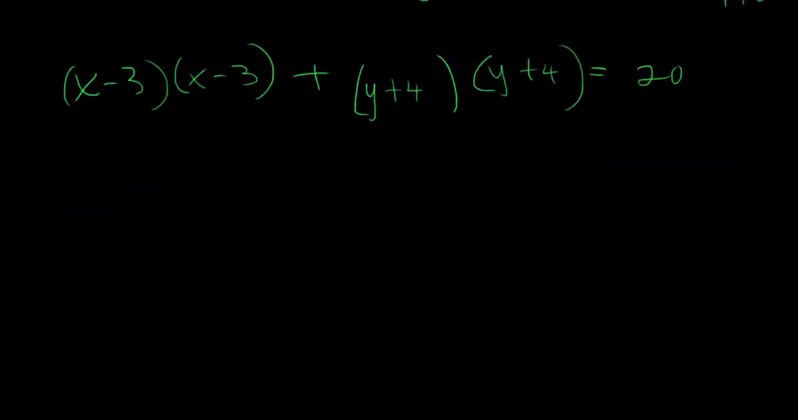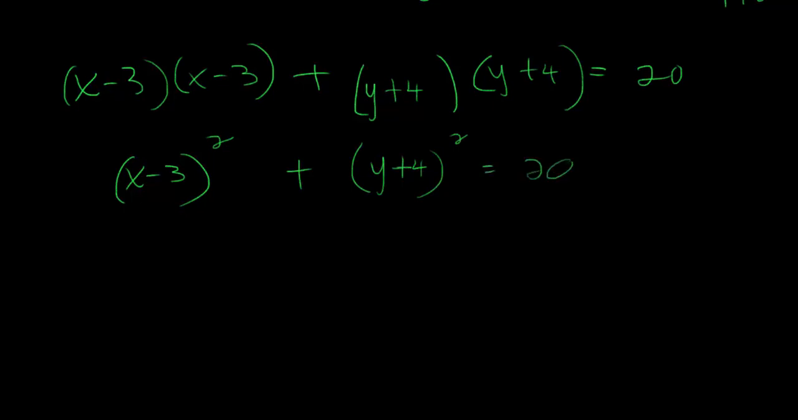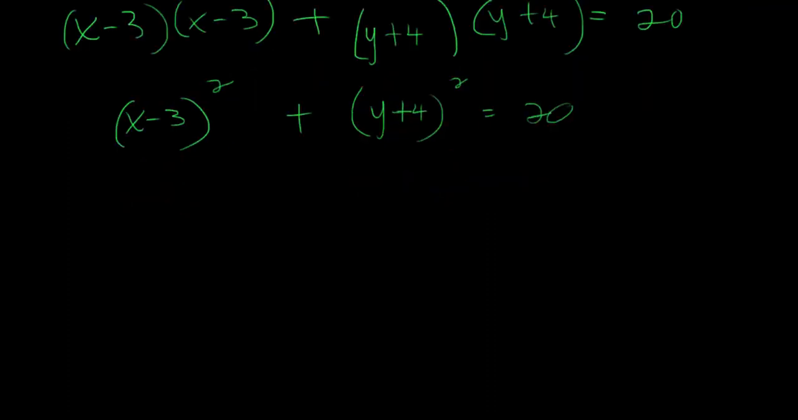A prettier way to write what I just factored is, when I say x minus 3 times x minus 3, that's really x minus 3 squared. And then when I say y plus 4 times y plus 4, that's really y plus 4 squared, equals 20. So now we're in the form of (x minus h) squared plus (y minus k) squared equals r squared.